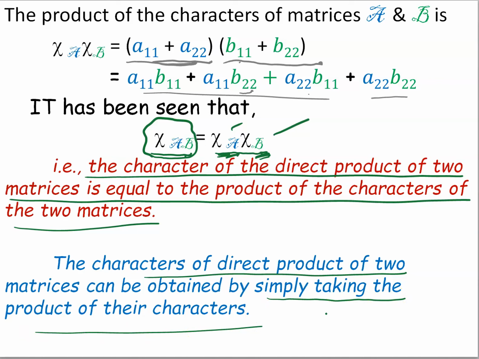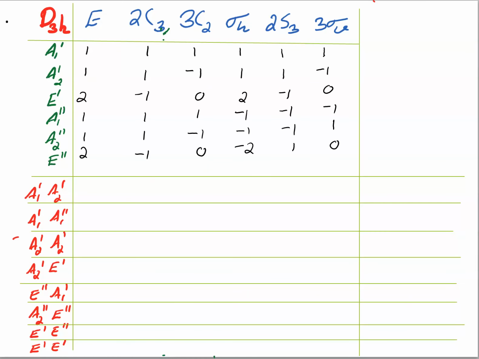For example, consider the D3h point group. We already know the character table. This is the character table of the D3h point group. It has 1, 2, 3, 4, 5, 6 classes, therefore 6 irreducible representations. And these are the characters of each irreducible representation. These are the characters of this IR, and all these characters are given here.